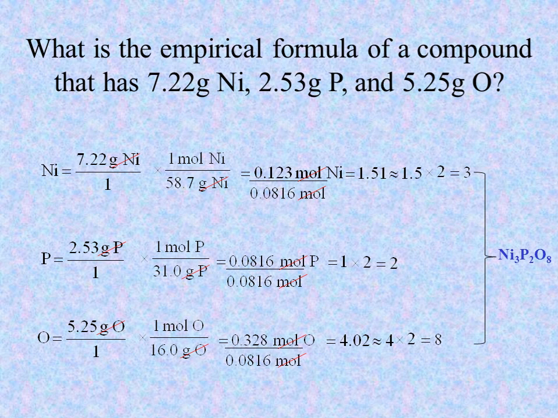So for what we're looking at right here, getting the empirical formula, this form, Ni3P2O8, is fine. If you recognize that, oh, that's supposed to be phosphate and it's 2 phosphates to 3 nickels, you could rewrite the formula Ni3(PO4)2, and that would be acceptable.